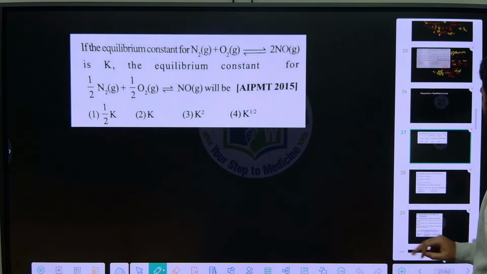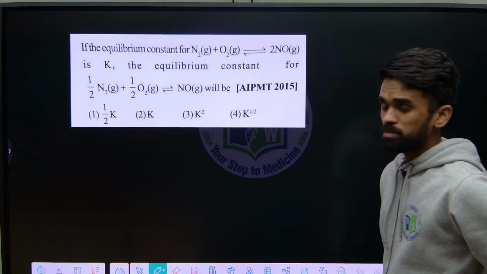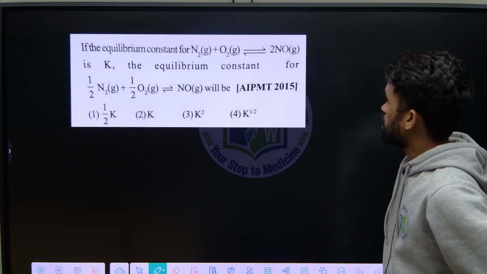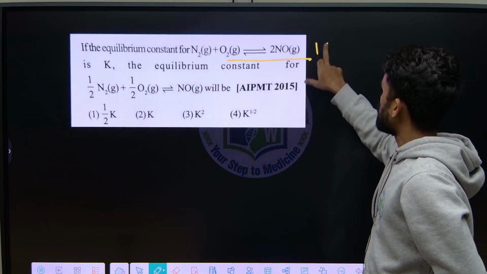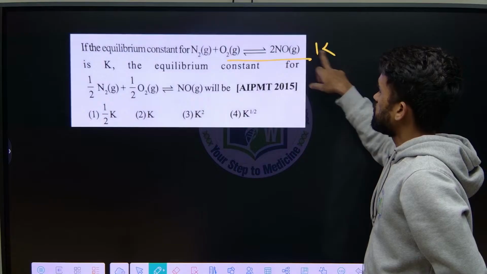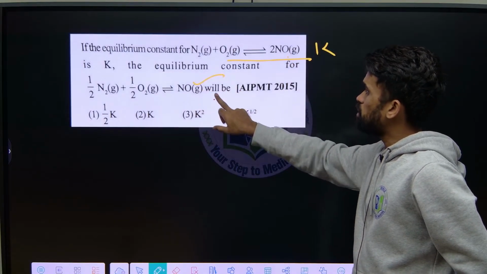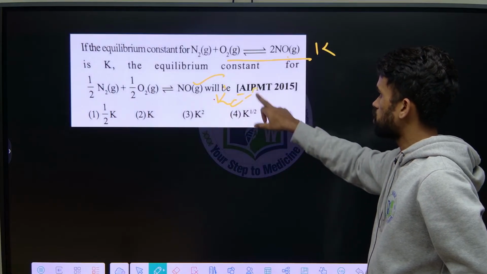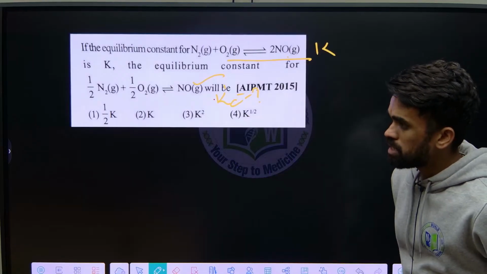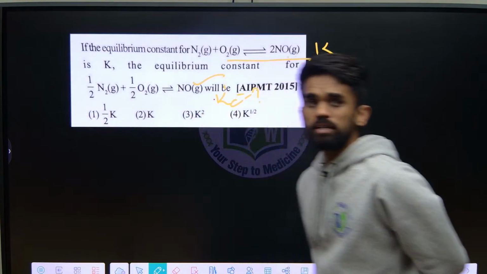Can you answer this? For the same model, the same concept is involved here. See, the given reaction is mentioned in this way, having equilibrium constant K. Then this reaction is turned into this format, then what will be its new equilibrium constant, Kc dash? If you know this answer, just mention it in the chat box, I am looking into it.